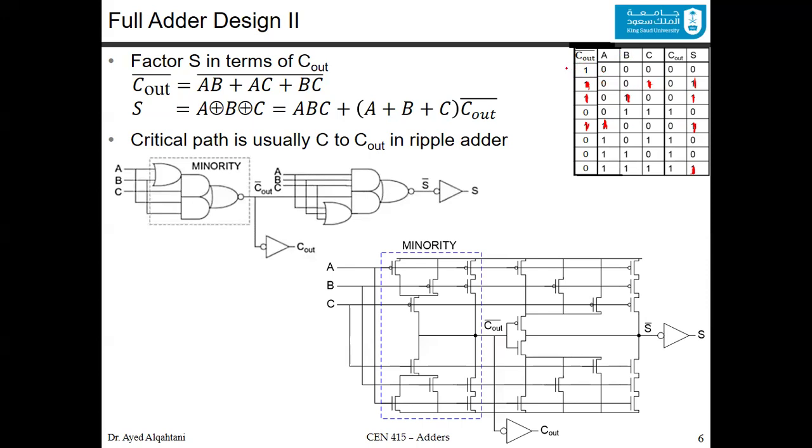And this takes this out because, yes, we have the carry out equal to 1, but A, B, and C, all of them are 0, 0, 0. So this doesn't satisfy this term. So that's how we get it.